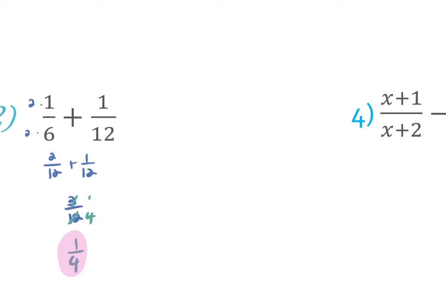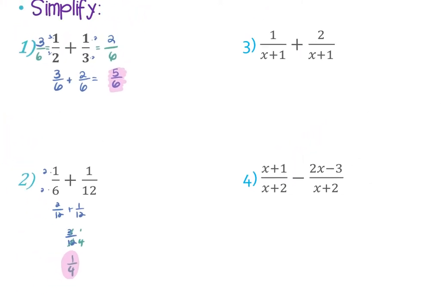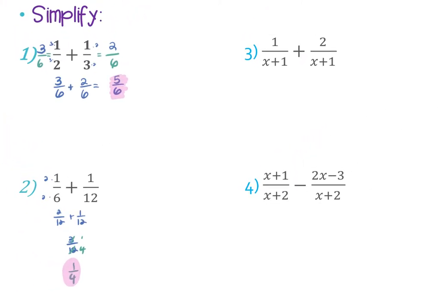All right, now we go to ones that have variables in them. So if I look at 3, do they have the same denominator? Yes, all I have to do is combine the numerators. So 1 plus 2 gives me a 3 in the top, and then the x plus 1 stays as the denominator.